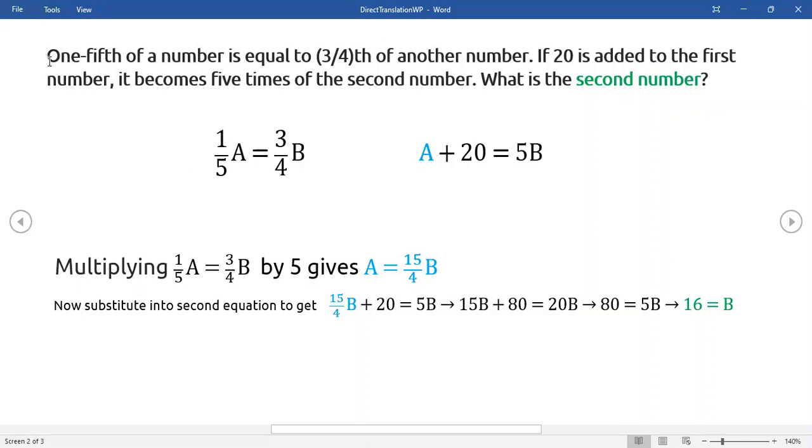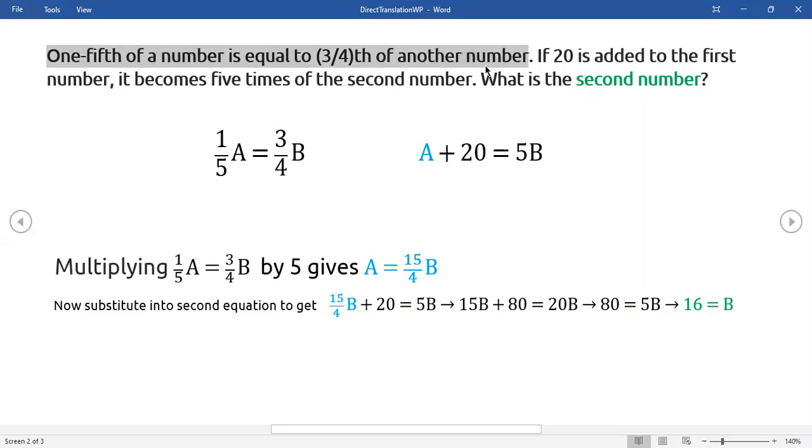But this literally says 1/5 of a number. Well, that's exactly what this says, right? And then it's equal to 3/4 of another number. That's exactly what this says right here. So you've directly translated this very first sentence. This piece right here constitutes a direct translation of this first sentence.